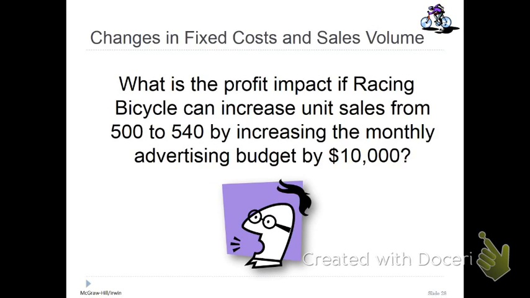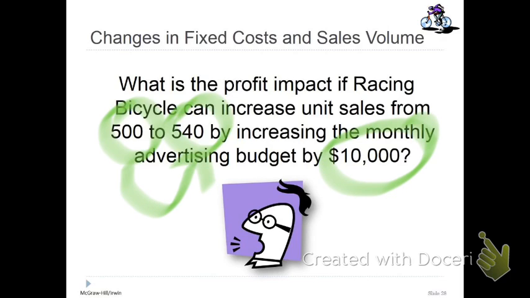Now what this allows us to do is start to get very fancy. Notice what we have here. Okay? So what's going to be the impact? Salespeople will often come to you with this. Hey, I can increase sales from 500 bikes to 540 bikes by increasing our advertising budget by 10 grand. If we run that ad on TV or on Facebook, it's going to cost us 10 grand, but we're going to be able to sell 40 more bikes. Question is, is it worth it?